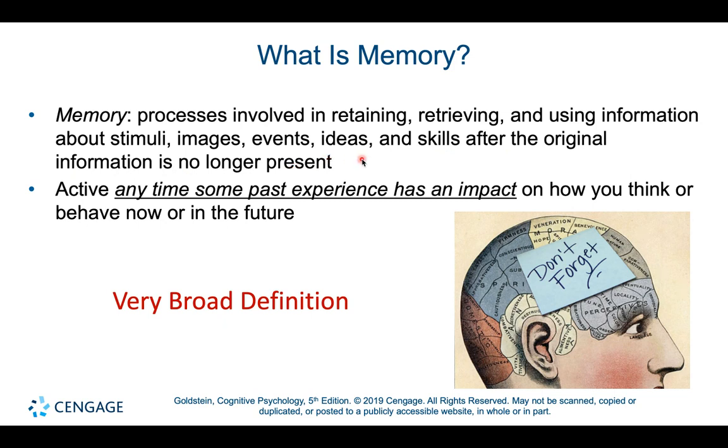So to put it maybe a little more succinctly, memory is active at any time that a past experience has an impact on how you think or behave now or in the future. So I'll read that again. And what I want you to notice is how incredibly broad this definition of memory is. Memory is active anytime a past experience has any impact on how you think or behave now or in the future. By that definition, memory is involved in almost all human activity, I would argue.